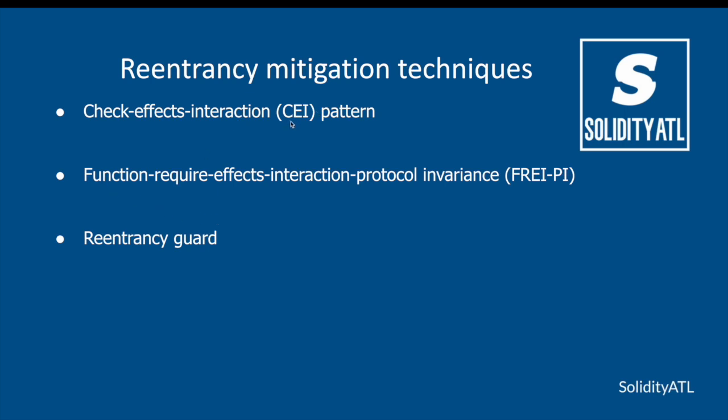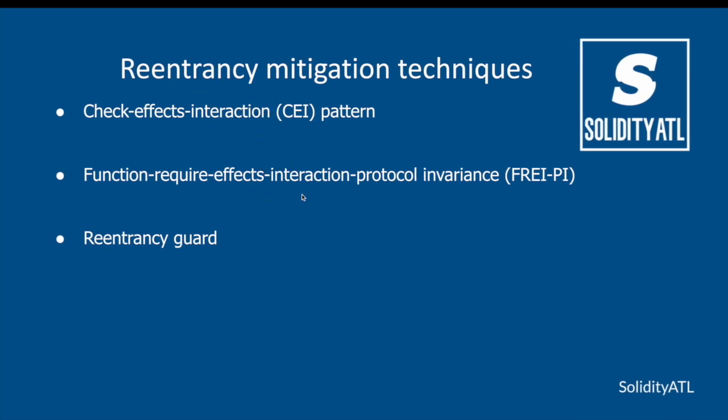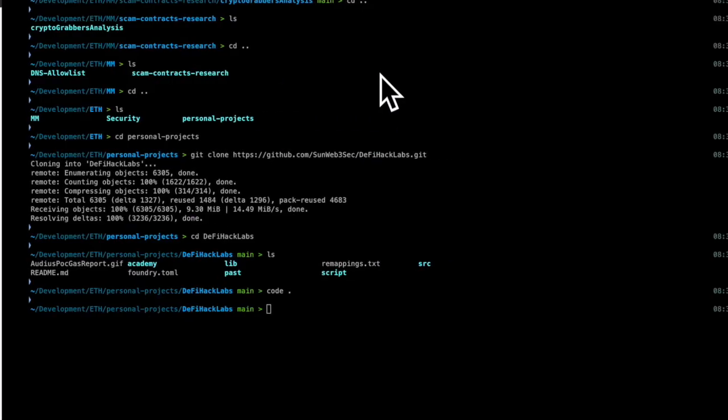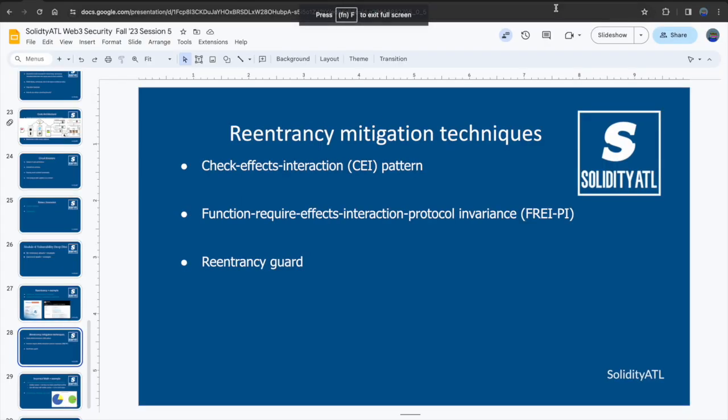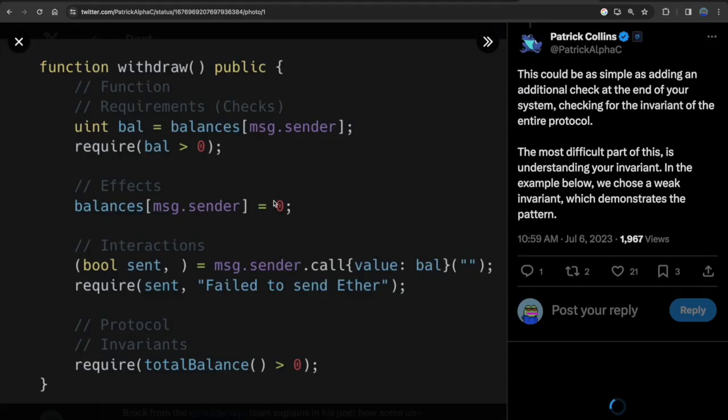Similar to this checks, effects, interactions, there's also the function, require, effects, interactions, protocol, and invariance. But also you can use a re-entrancy guard. So let's look at these two, because these are actually fairly similar. The only difference really is the invariance. So Patrick made a great post about this very thing here. And let's look at this example.